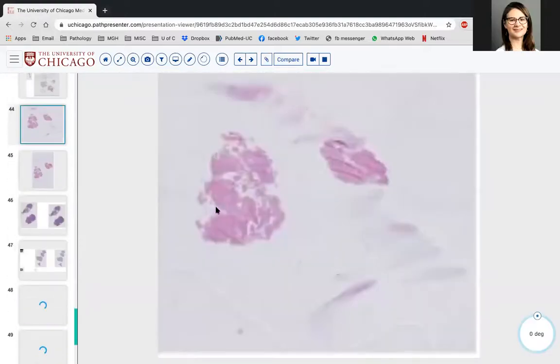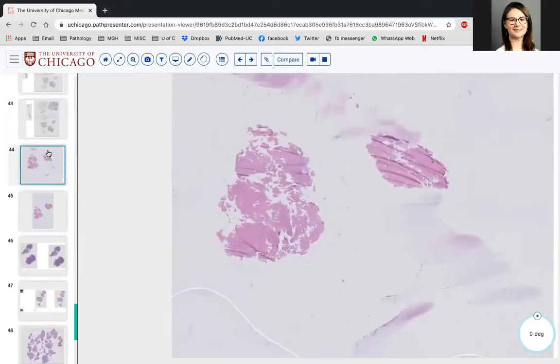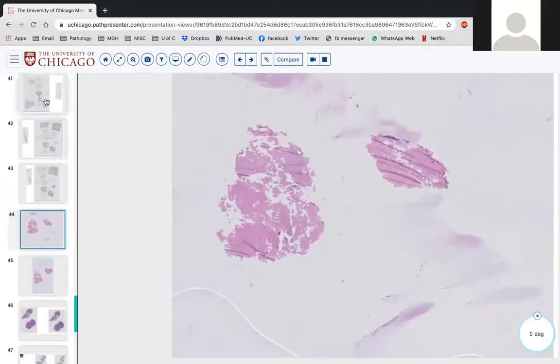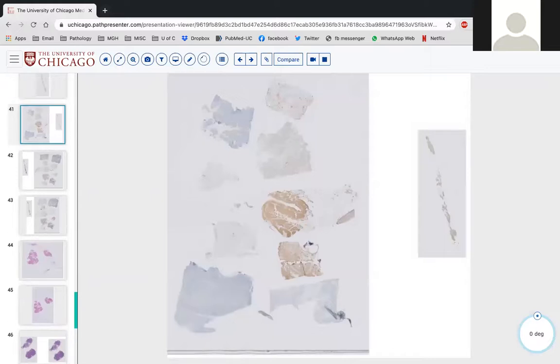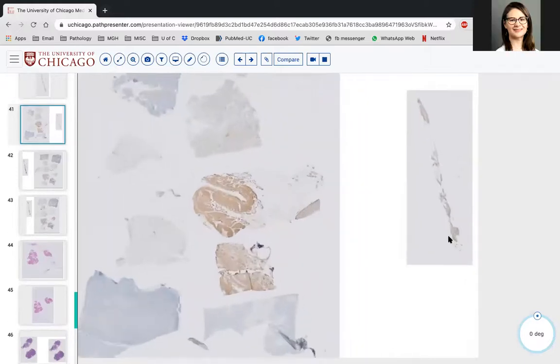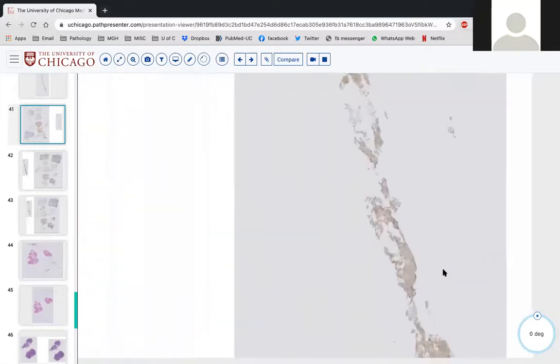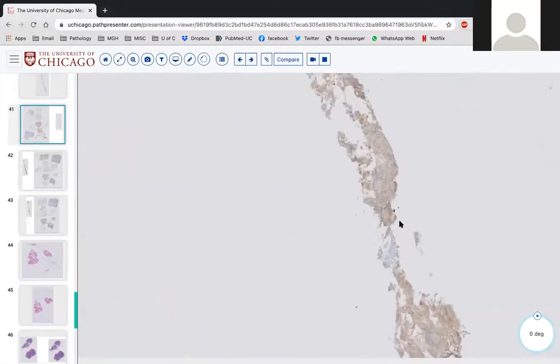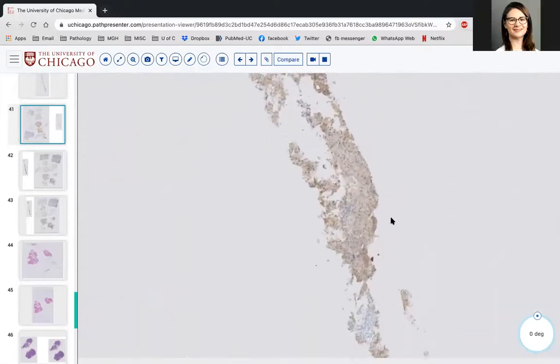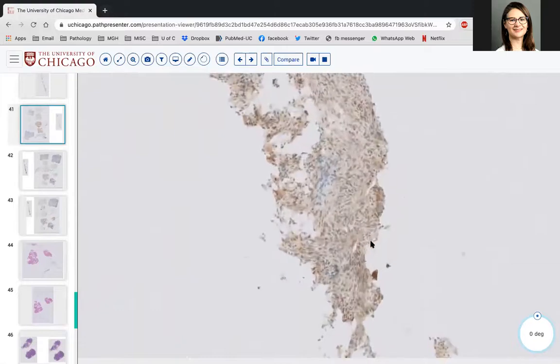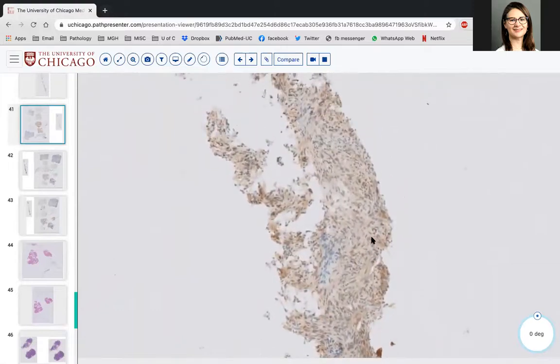So what are you thinking with PEComa? What? PEComa? Is that generally spindled? I don't know. I don't usually see those. I was just thinking melanoma markers and smooth muscle markers. Okay. So back up a little, melanoma markers and smooth muscle markers.